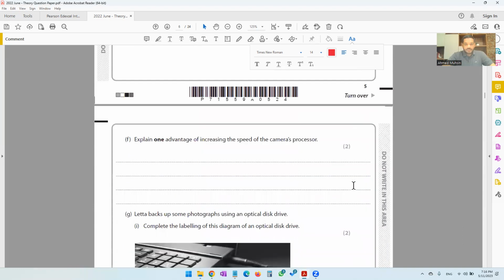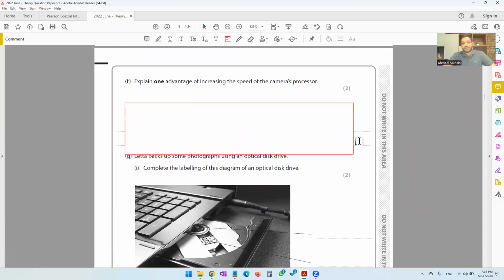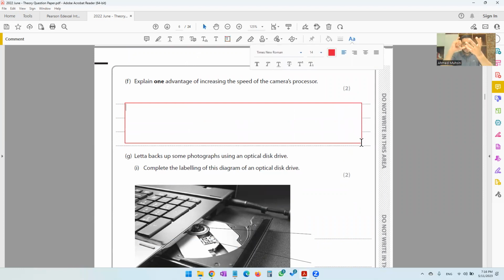Right, moving on to the next one, it says, explain one advantage of increasing the speed of the camera's processor. So, you know, guys, when you are carrying a camera, and as soon as you press the capture button, from the moment you press the capture button until the photograph has been produced, that gap in between is where the processor is working to process and produce your image. So when you increase the speed of the camera's processor, the gap between you pressing the button and the image being produced will significantly reduce.